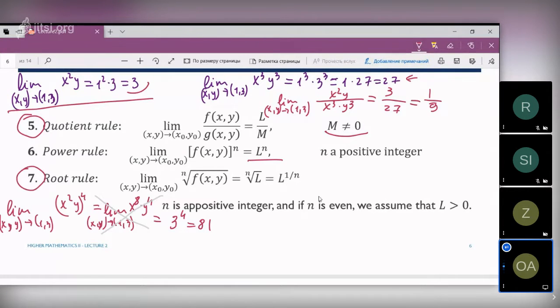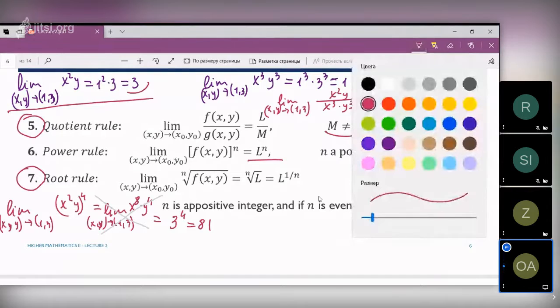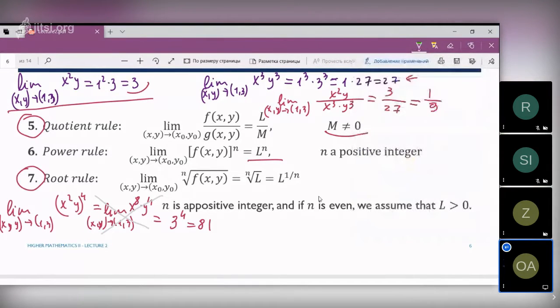And finally, the rule number 7, root rule. It's similar to the power rule. In the power rule, we have the number here. In the root rule, we have the number here. So we have limit as (x, y) tends to (x0, y0) of the function f(x, y) under the root with n's power. If we know the limit of f(x, y), we can write this one. And from this, I can write 1 over n, both of n.